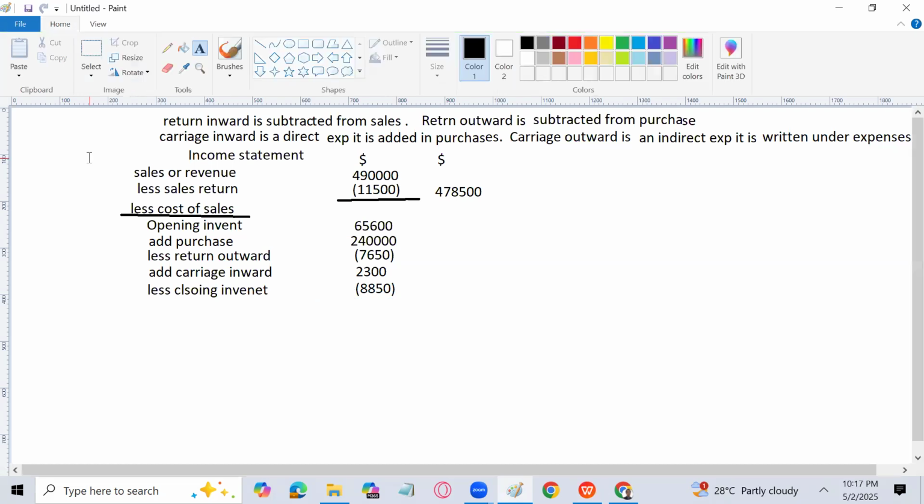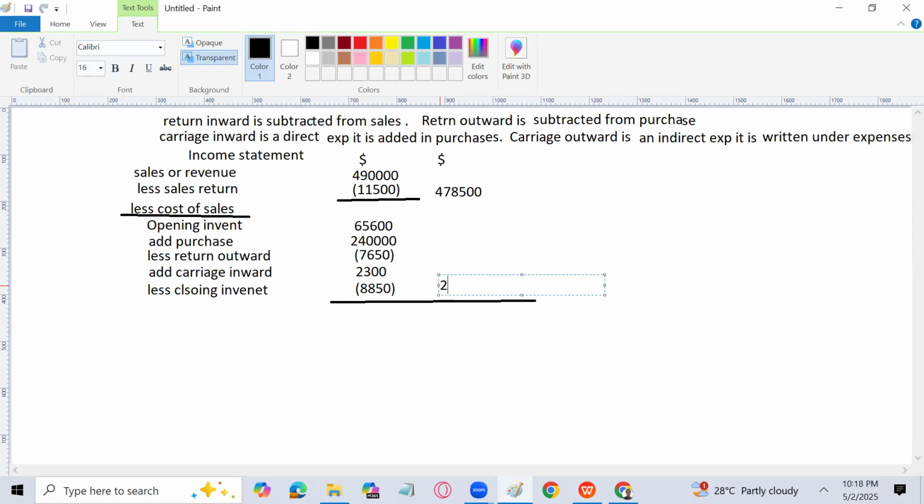And now the answer of this will be written on the next part, because that is the answer of the cost of sales. So let me calculate it. 65600 opening inventory plus 2,40,000 purchases minus 7650 purchase return, add carriage inward plus 2300 and minus closing inventory minus 8850. So the answer is 291,400. So I will write here 291,400.